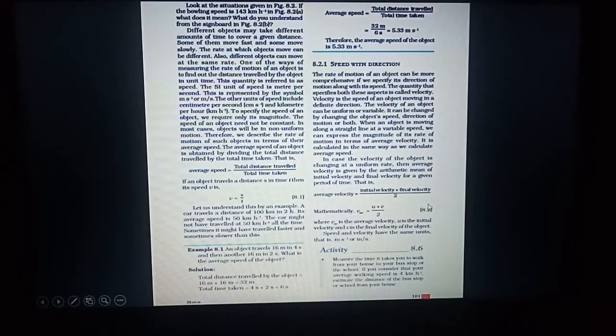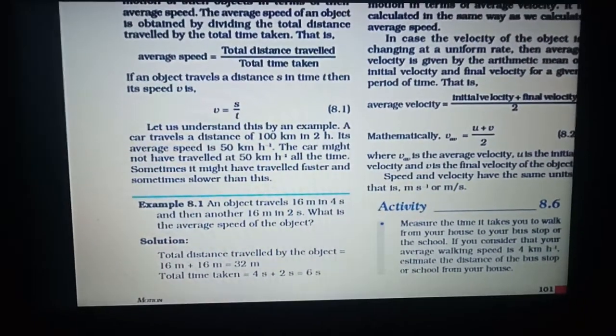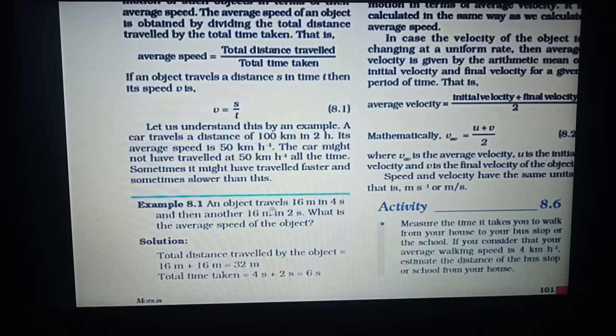Now we will be discussing the numerical part related to the previous terms. If we discuss the first example, an object travels 16 meters in 4 seconds and then another 16 meters in 2 seconds. What is the average speed of the object? Now in this case we have to calculate the average speed. Given to us is 16 meters in 4 seconds and 16 meters in 2 seconds.